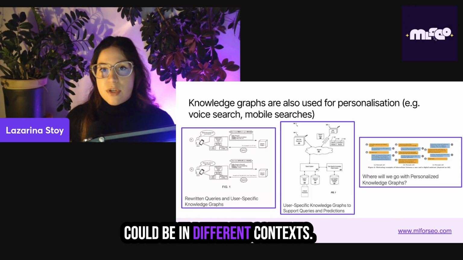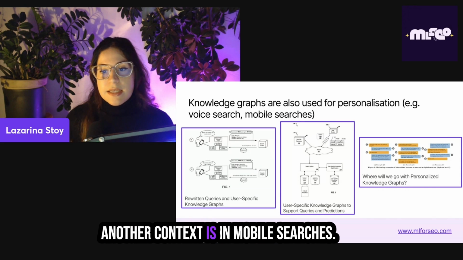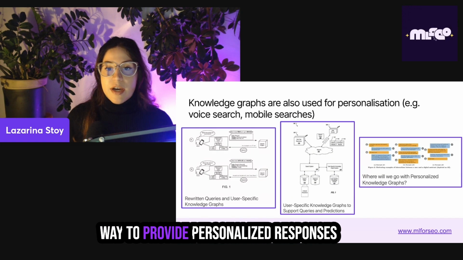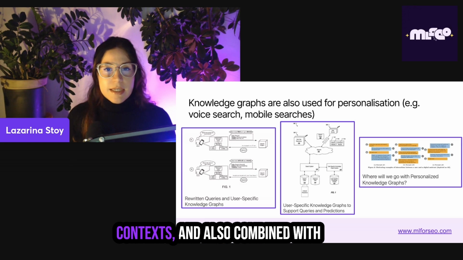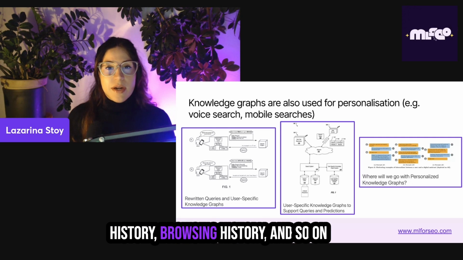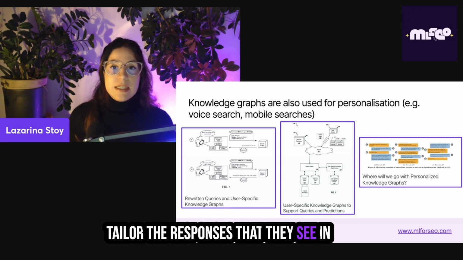And that could be in different contexts. One context is via voice search. Another context is in mobile searches. Google uses knowledge graphs as a way to provide personalized responses for people using different devices, searching on Google in different contexts, and also combined with the information that Google has for users, like specifically their search history, browsing history, and so on, they can use the knowledge graph to tailor the responses that they see in the search experience that they have.